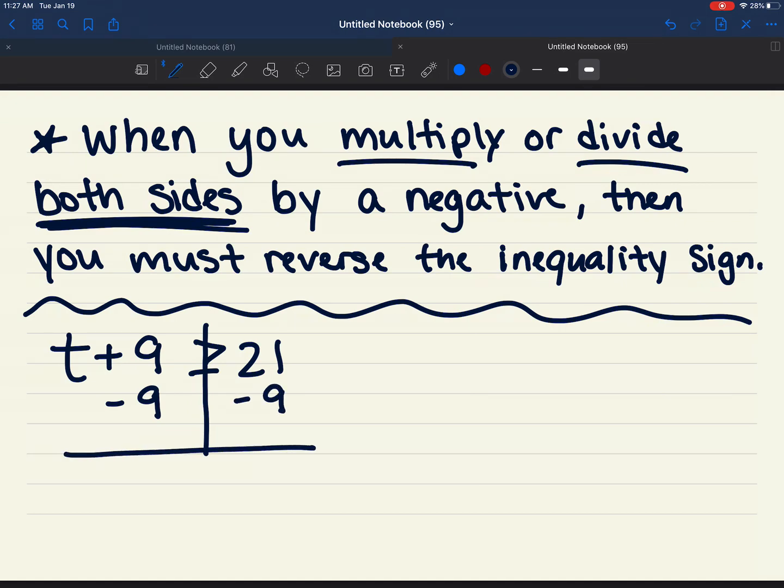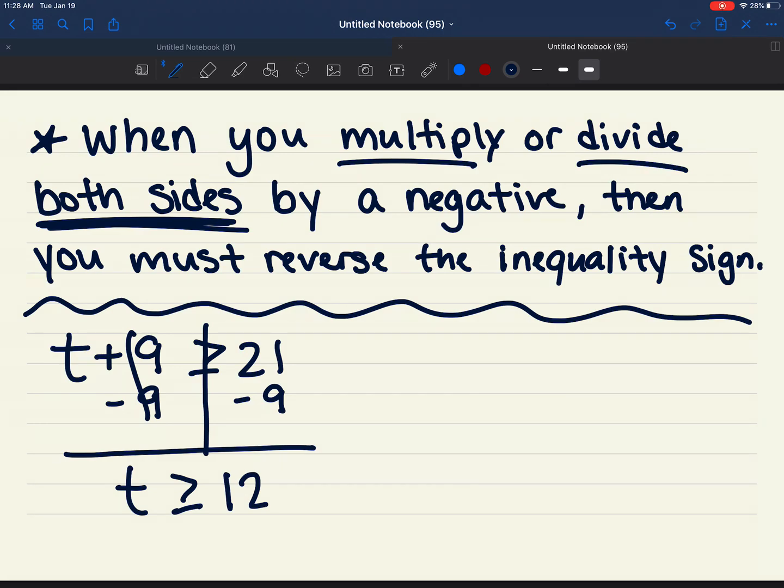Okay, thank you. So, just like we did with an equation, you're going to subtract, you do the opposite of what you see. What would that leave you with, Noah? T, and then what do I bring down? The greater than or equal to what? Greater than or equal to 12.